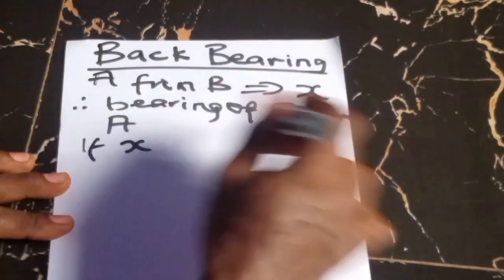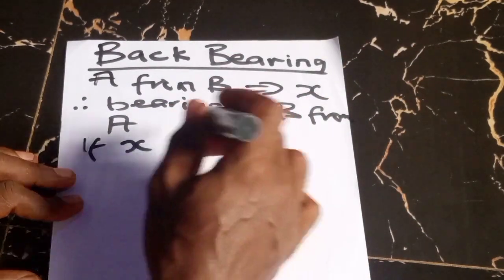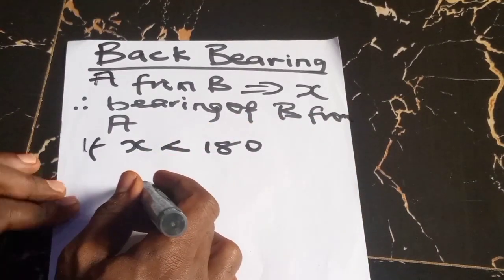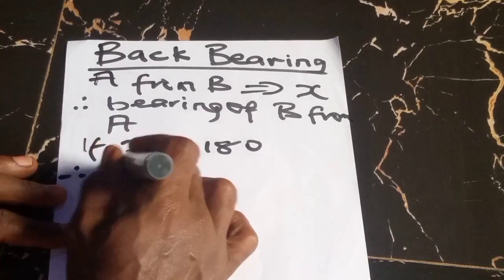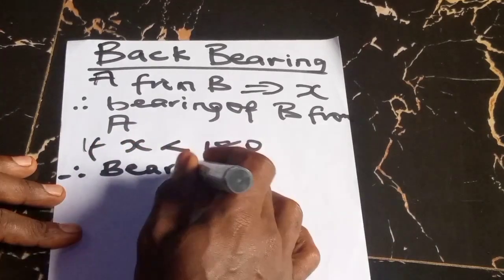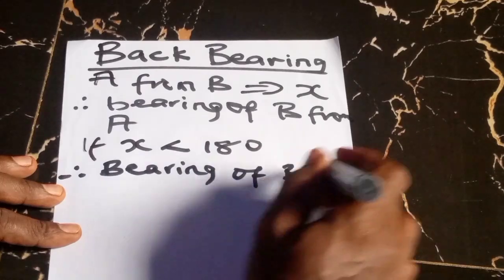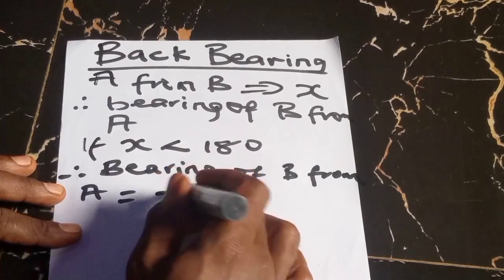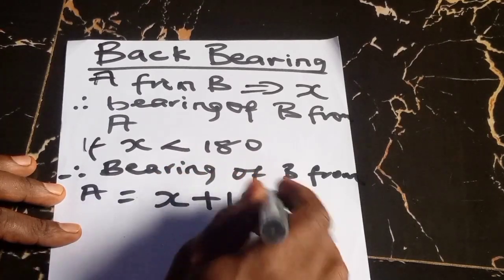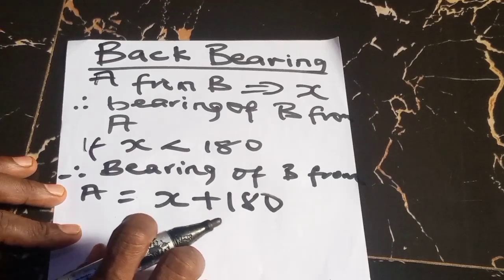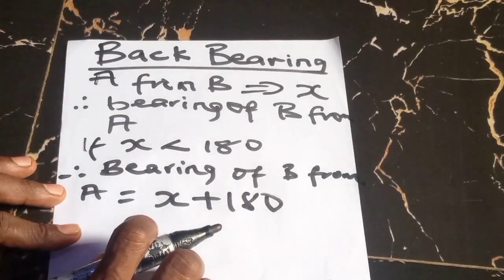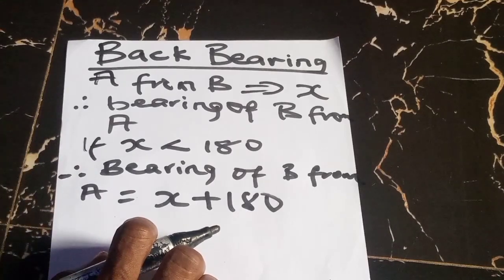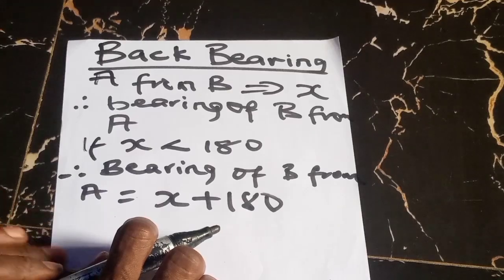Now, if the bearing of A from B, which I take to be X, if X is less than 180, therefore the bearing of B from A, that is the back bearing now, will be X plus 180. Very simple. Yes, if the bearing of A from B is less than 180, then the bearing of B from A will be that X, which is the bearing of A from B, plus 180.